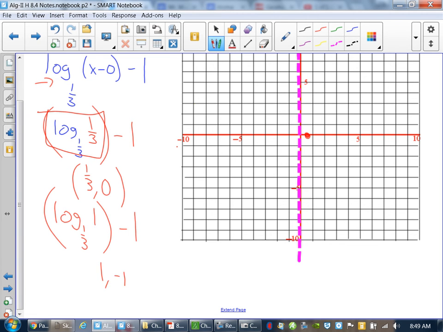And I get the ordered pair at 1, -1. There you go. Graphing logs is a lot of mental math. You're moving the base. You're just picking values to make the base work.